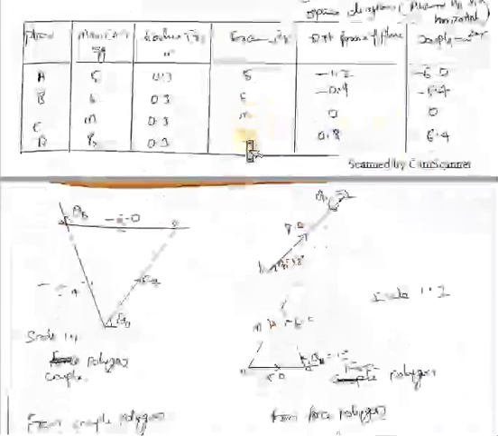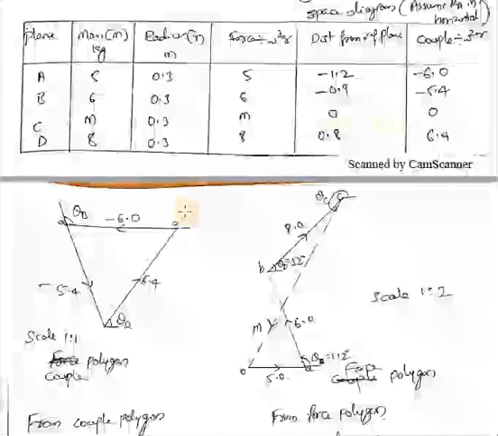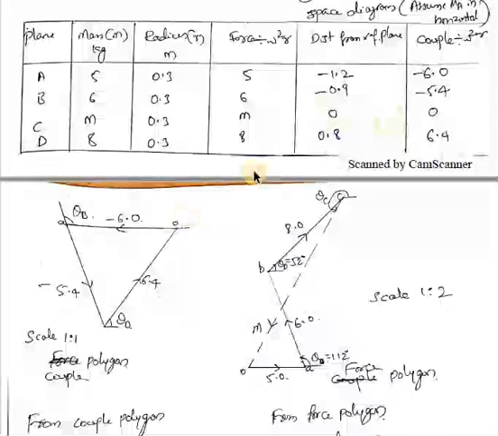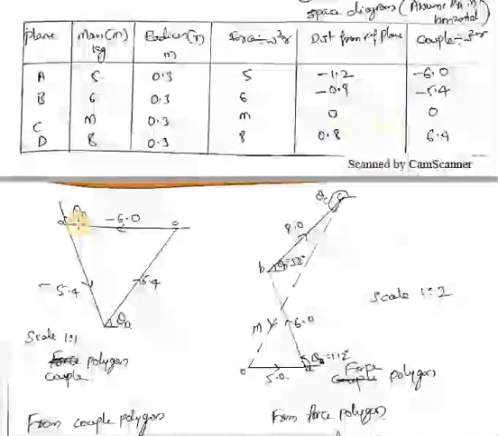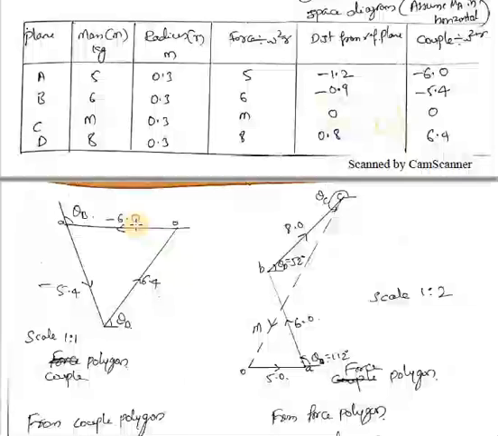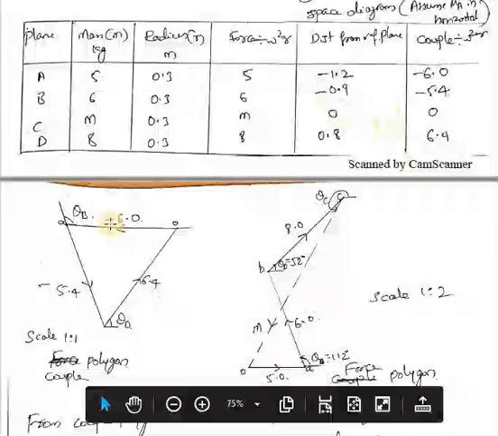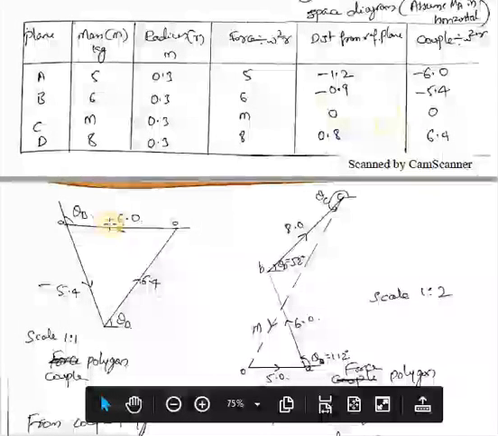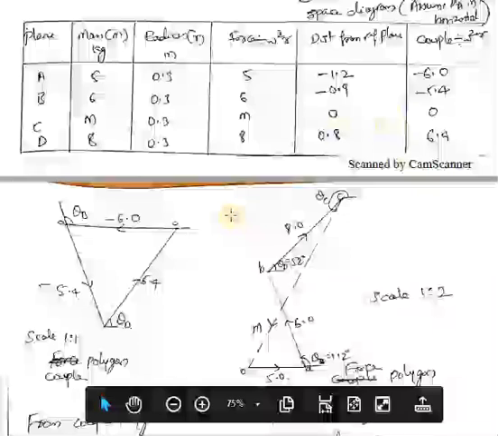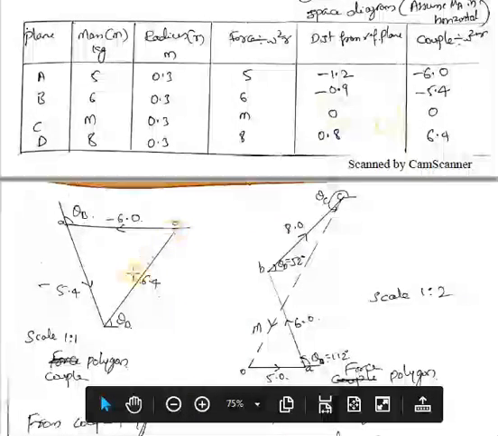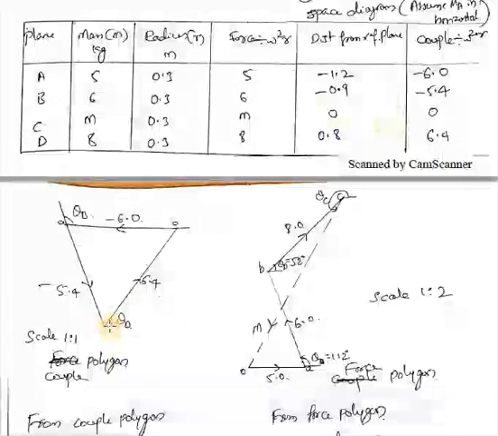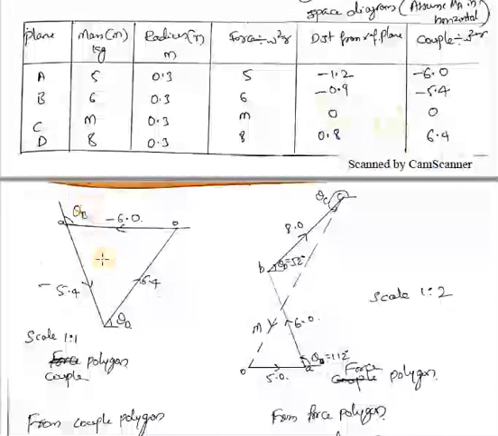Once you complete this tabular column, first we'll construct the couple polygon. It is minus 6, so O to A should be minus 6 and it should be in opposite direction because of this negative sign. Then we don't know the remaining angles, so we'll take 5.4 as radius, this A as center point, draw an arc below this horizontal line, not above, because again that is also with minus sign. Then 6.4 as radius, this point as center point, draw an arc to cut that previously drawn arc.